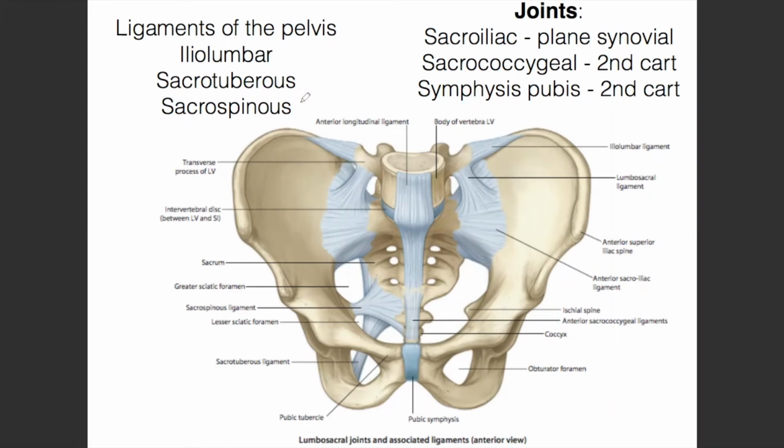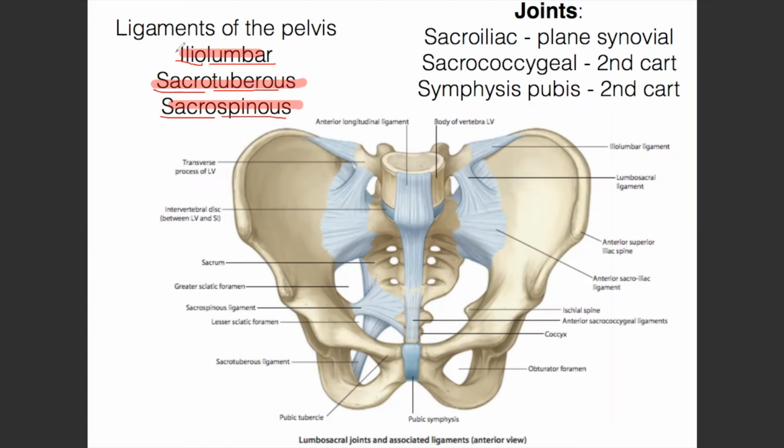Okay, so the last thing I said was we're talking about the ligaments of the pelvis, and the ligaments we have, we said, are the iliolumbar, sacrotuberous, and sacrospinous. And from the name, you're able to recognize what it connects. So the iliolumbar connects the iliac crest with the fifth lumbar transverse process, while the sacrotuberous, which is more important, connects the sacrum with the ischial tuberosity. Okay, and the sacrospinous connects the sacrum with the ischial spine.